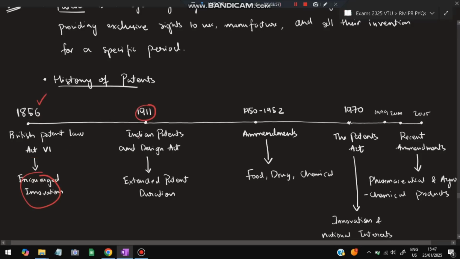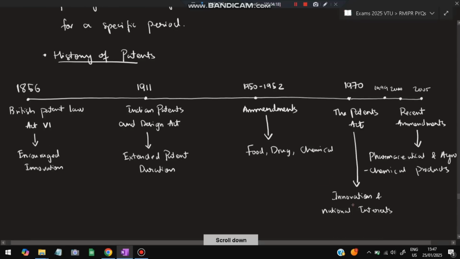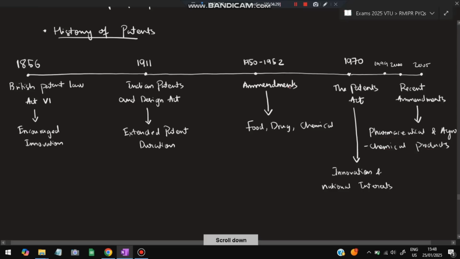In 1911, the Indian Patent and Designs Act was introduced, which extended the patent duration. It was extended a bit more. In 1950 to 1952, after independence, amendments were made for food, drug and chemical. These things were also added to patents. And in 1970, with the Patents Act, innovation and national interest patents were added. And recent amendments in 1999, 2000, 2005 were made for pharmaceutical and agrochemical products.